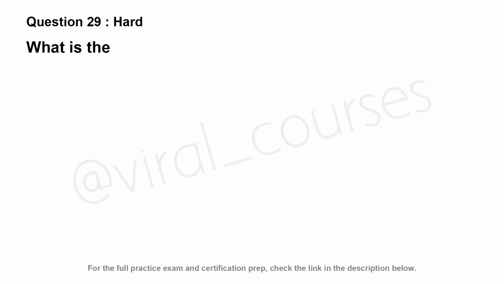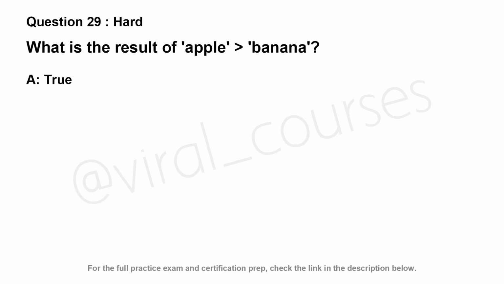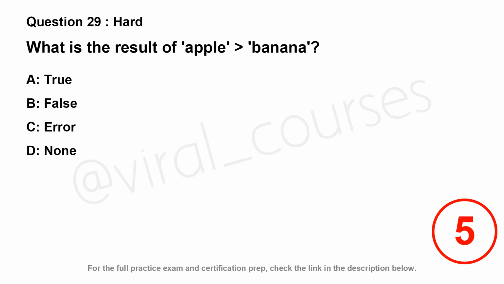What is the result of 'apple' > 'banana'? Option A, true. Option B, false. Option C, error. Option D, none.